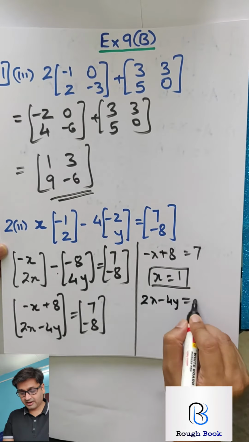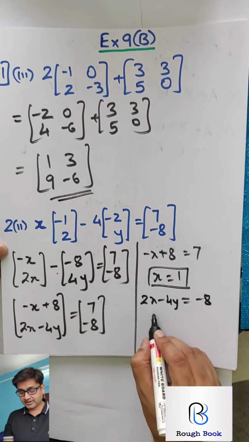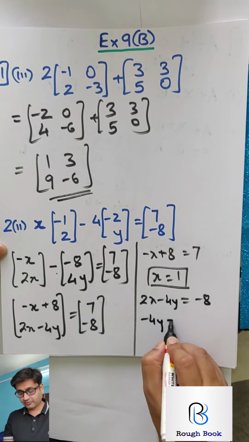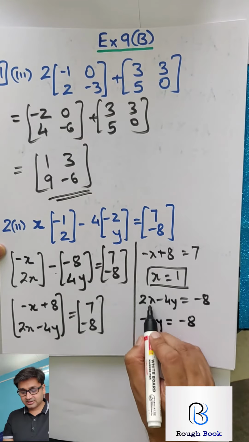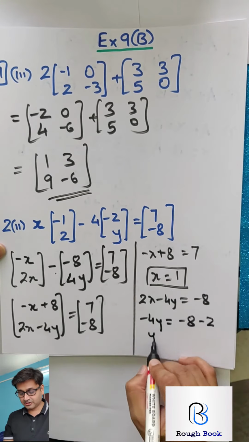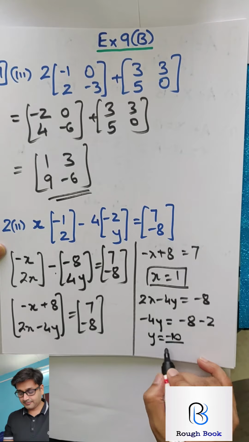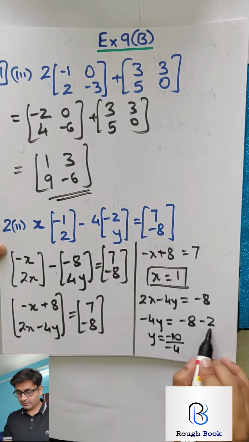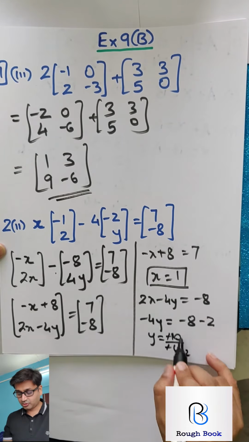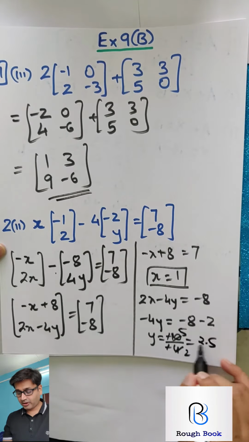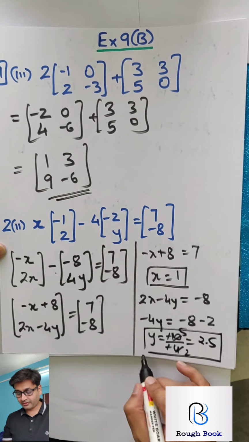2x minus 4y minus 8. Substitute x over here. So minus 4y minus 8. This will be 1 going on the other side. So minus 2. So minus 10 by minus 4. Minus 10 by minus 4. So 2 5s are 10, 2.5 should be the value for y.